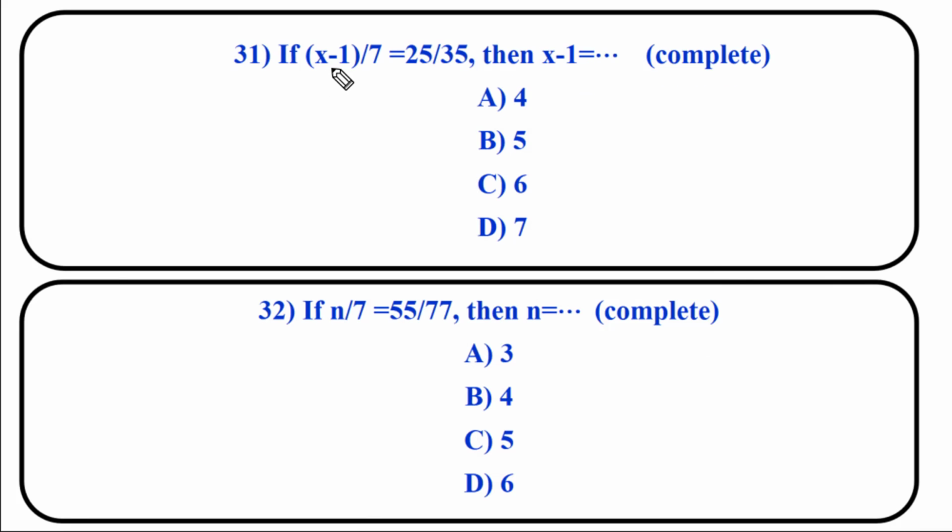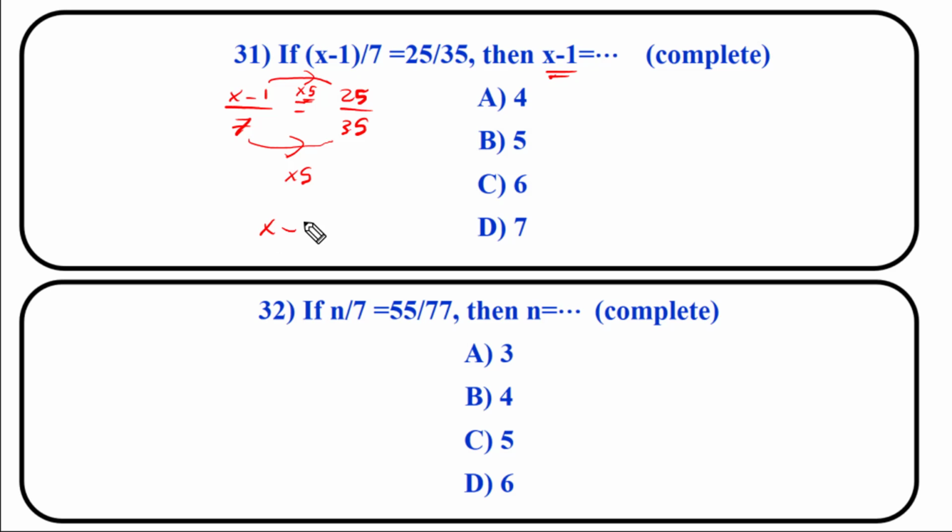Number 31, if x minus 1 over 7 equals 25 over 35, then x minus 1 equals what? He wants to find here the missing number. We can write it as x minus 1 over 7 equals 25 over 35. Look at the corresponding numbers, 7 and 35. 7 times what equals 35? 5. Now, what number times 5 will give you 25? This number is what? Is 5.